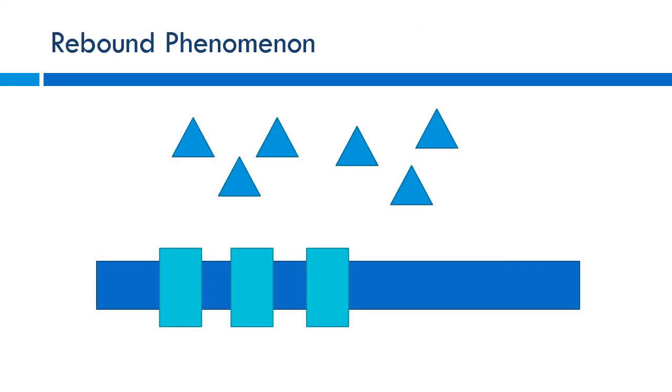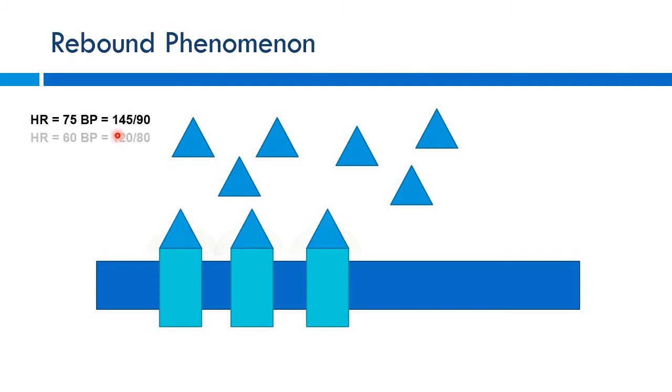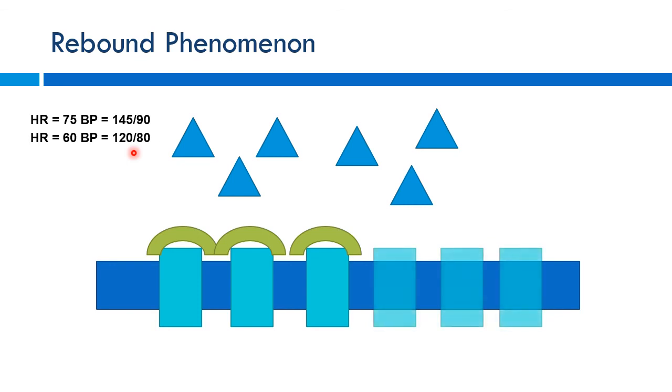So imagine here, you have your receptors located here, and you have your endogenous ligand. Let's say normally you'd have a heart rate of 75 and a blood pressure of 145 over 90. Let's say I then add an antagonist and I could bring down the heart rate and bring the blood pressure to normal levels.